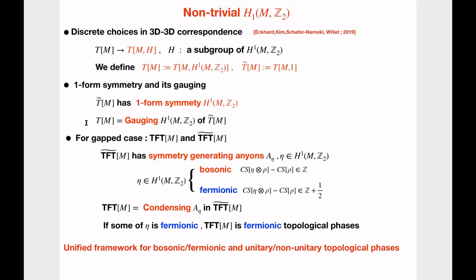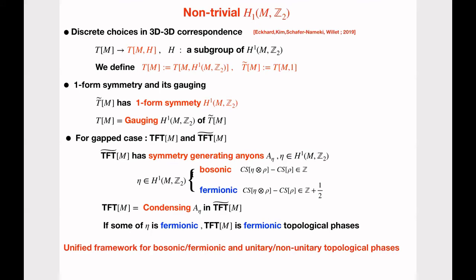So there are two topological phases, T tilde and T_M, and the T tilde theory has the Z2 cohomology as a one-form symmetry. The T_M theory can be obtained by gauging this one-form symmetry of T tilde. These two theories are related by one-form symmetry gauging, sometimes called anyon condensation. In summary, in the homology non-trivial cases, variant topological phases appear, and they are all related by anyon condensation of this symmetry.